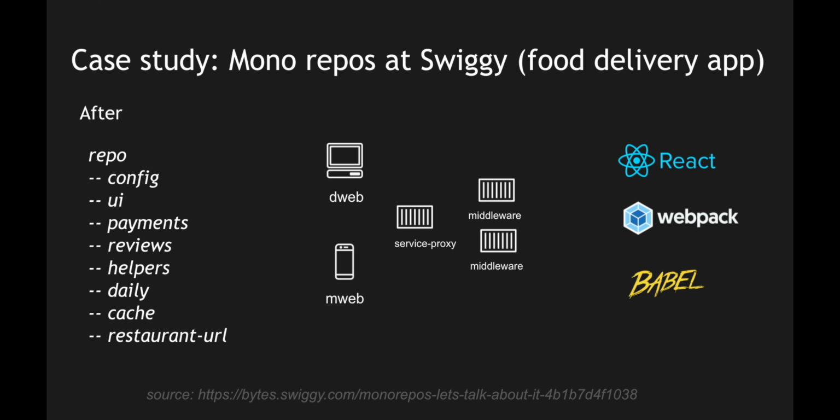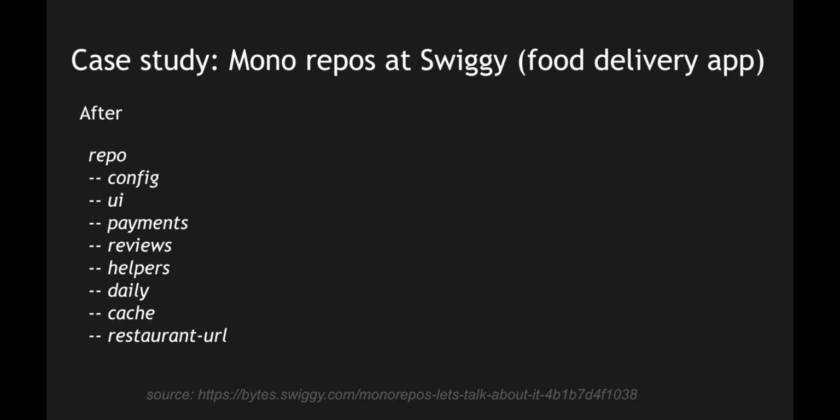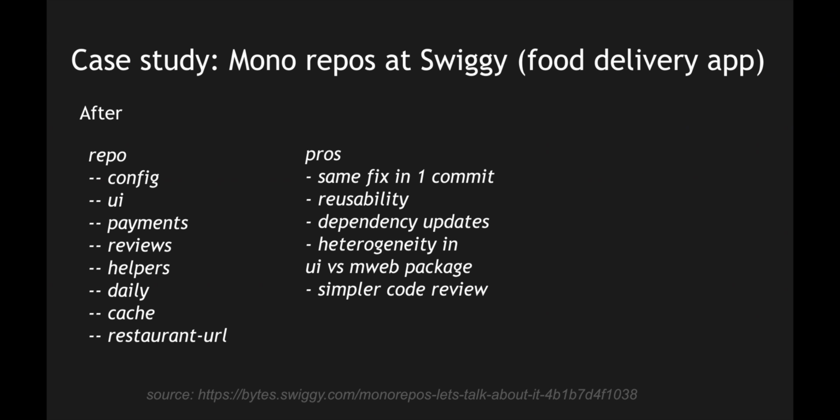And in order to build all these, they were using Lerna as a tool within this repo for building them separately for all the three different components. Here are some of the pros which Swiggy thinks helped them scale their front ends.